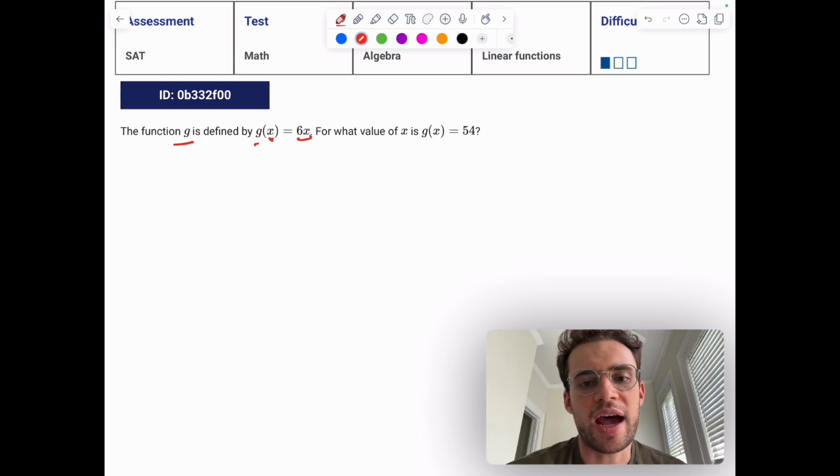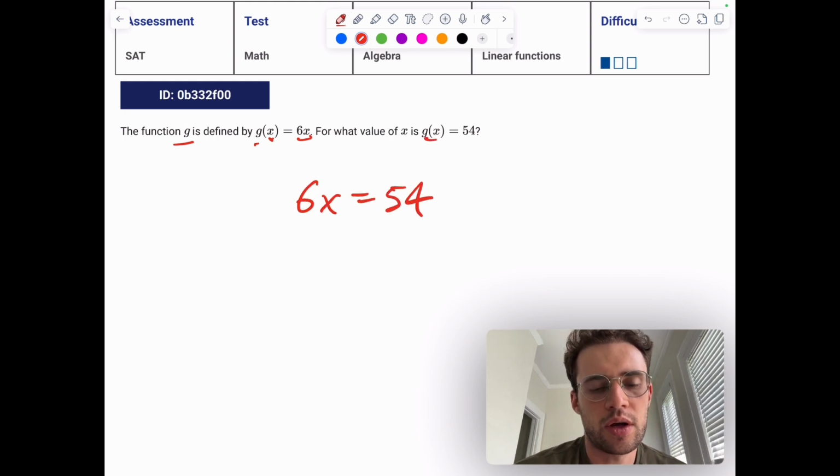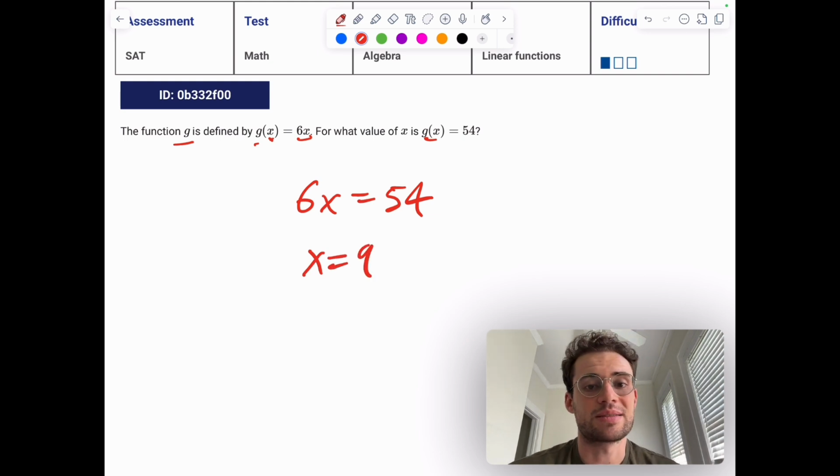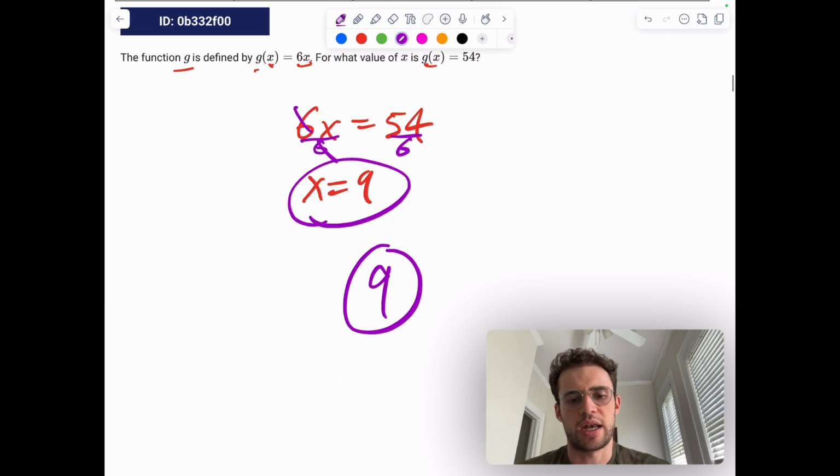For what value of x is g of x equal to 54? All right, well, g of x is 6x, so 6x equals 54. What value of x would make that true? x would be 9. I'm just thinking what times 6 makes 54, which would be 9. You could also divide both sides by 6. 54 divided by 6 is also 9. So 9 will be your answer. You don't bubble in x equals on the SAT, you would just put 9.